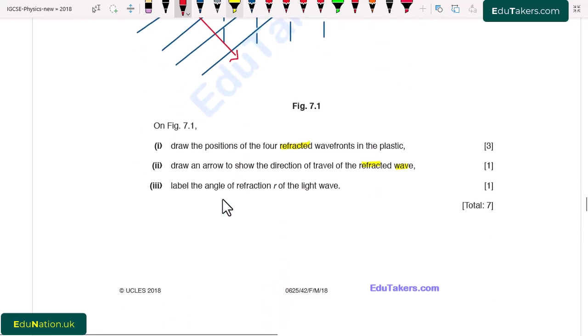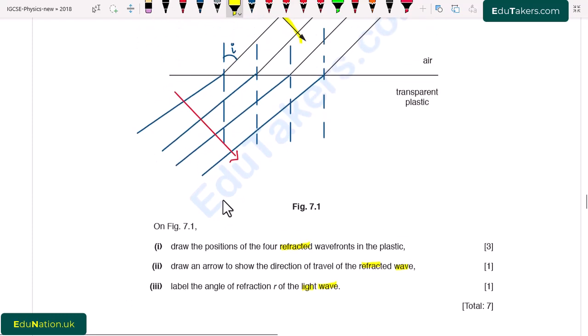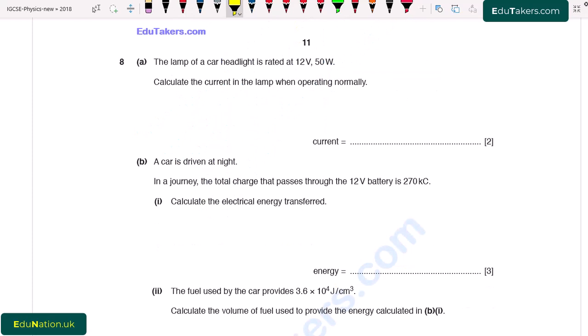Part 3. Label the angle of refraction r of the light wave. Here we have to label the angle of refraction. So the angle of refraction is basically the angle between the refracted ray and the normal ray. This angle is the angle of refraction, and I represent it with r.